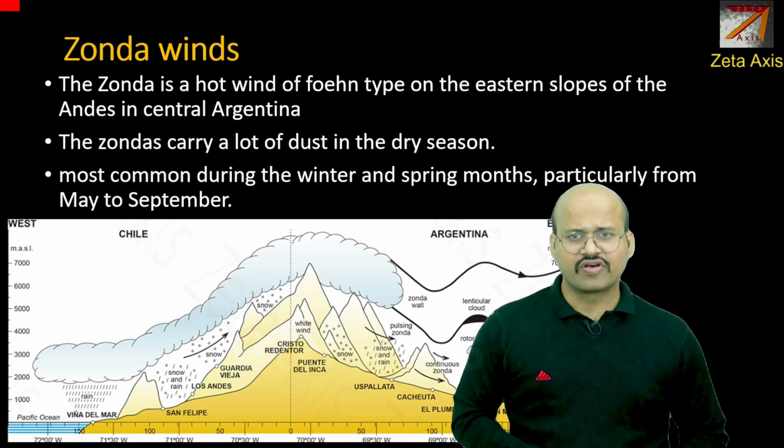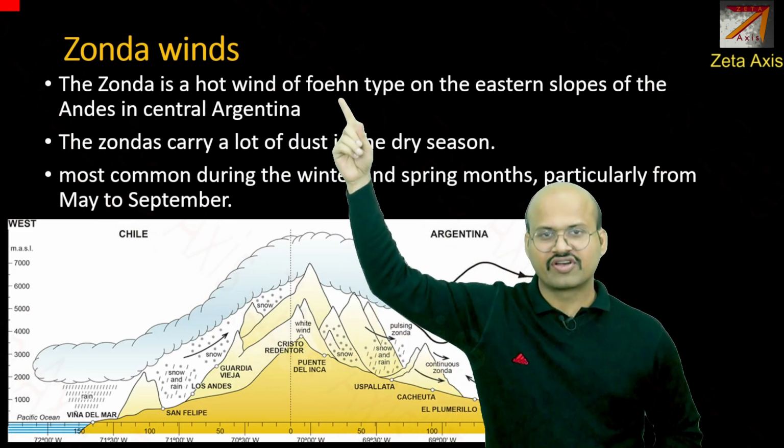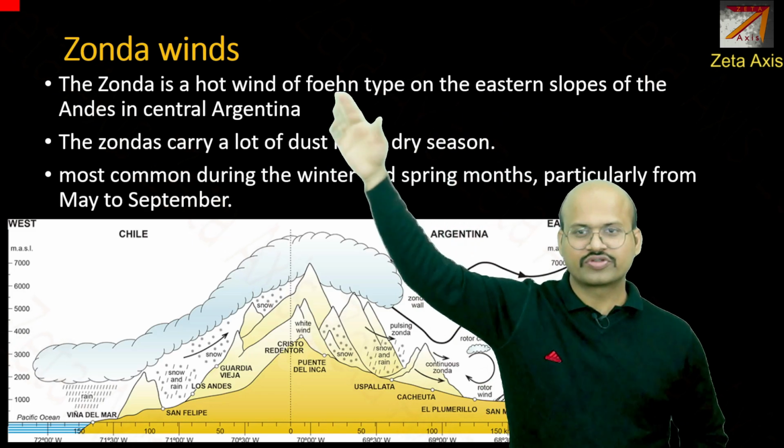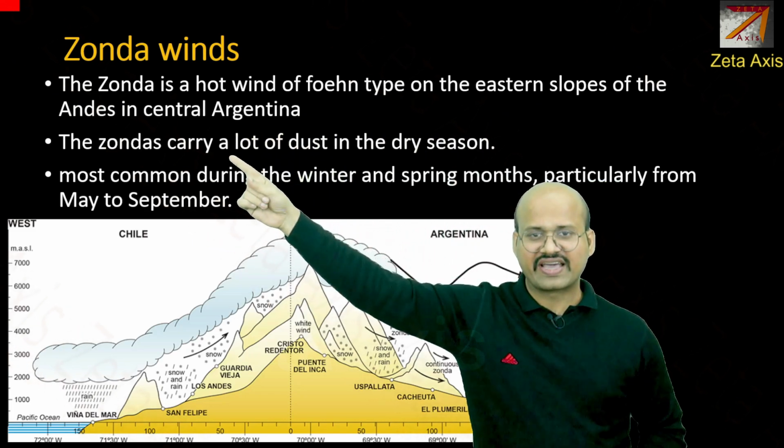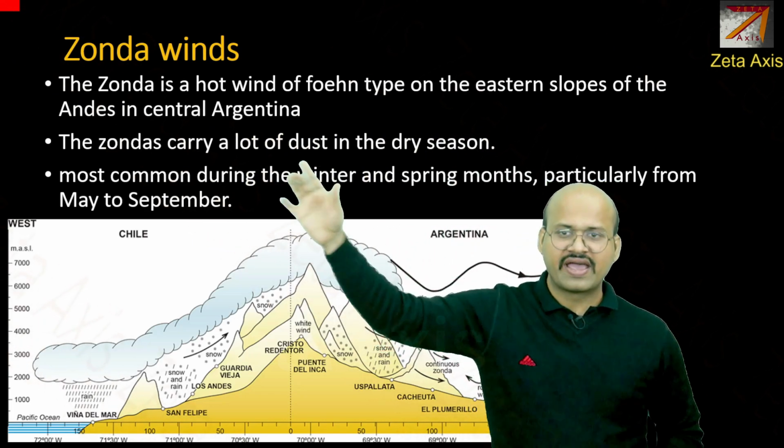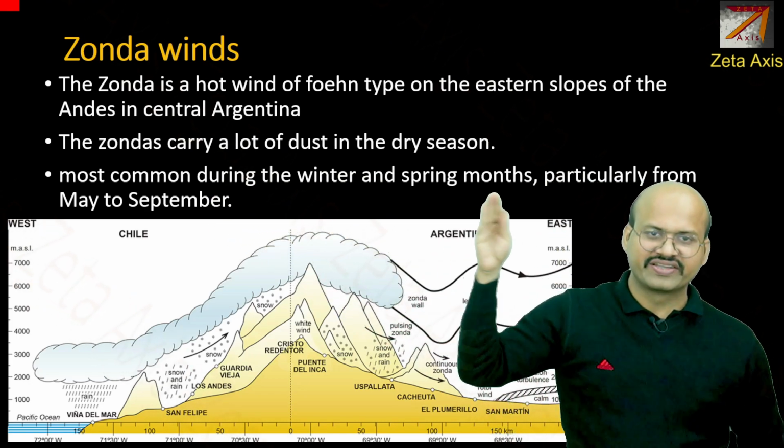Here is the summary of Zonda winds. It is a hot wind of Foehn type. On the eastern slopes of Andes in central Argentina, they carry a lot of dust in the dry season and they are most common during the winter and spring months.